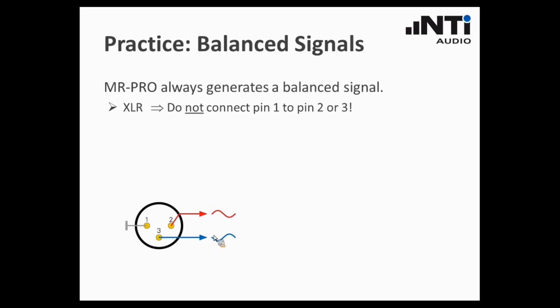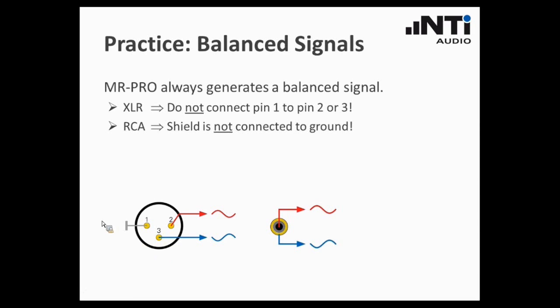So what is important when you use or connect an XLR cable to the MR-PRO? Never connect pin 2 or 3 to pin 1, because that would cut off this half wave of the balanced signal, which has tremendous impact, of course. You have no defined situation with the signal generation. You just cannot really operate the device anymore in a reasonable way. Do not do that. If your audio device has only 2 input pins, then just connect pin 2 and 3 and just omit the pin 1 connection.